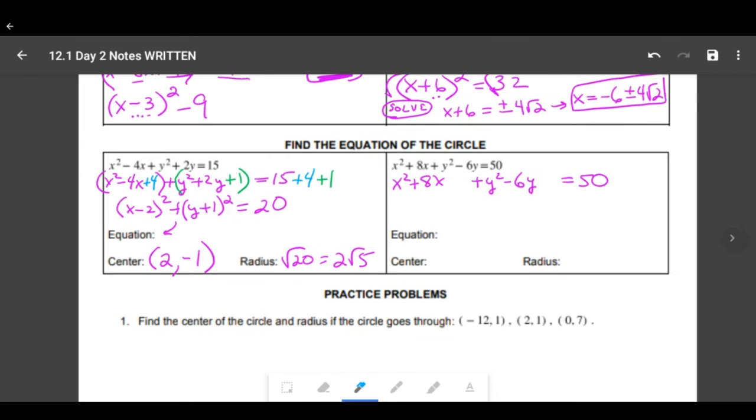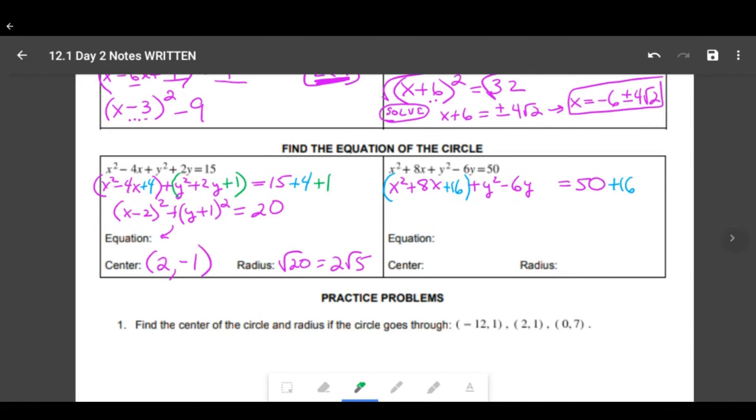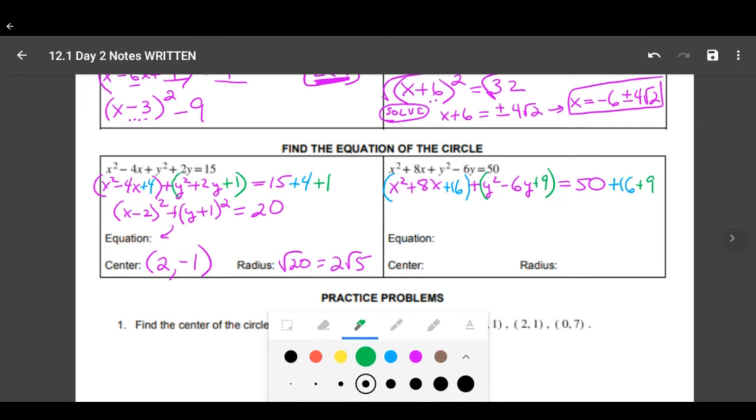So if I were to go through and say this first group, well, if I were to take half of 8, that would be 4, squared would give me a 16. And again, I want to balance, so I'm going to put a plus 16 over there, just balancing out my equation. If I look at my second group with the y's, because I have a y squared and a y term, I would say 1/2 of -6 is -3, squared gives me a positive 9. Again, I want to make sure that I balance out my equation, so I put the positive 9 onto the other side.